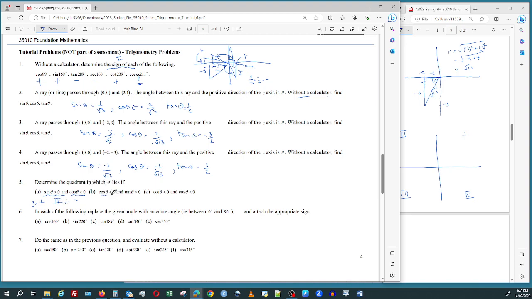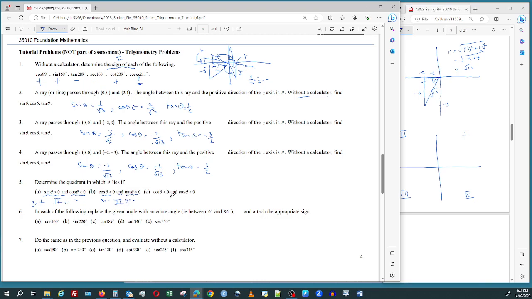Cos is negative, so x is negative. And tan is positive, which means x and y have to be the same sign. So if x is negative, y has to be negative, because a negative and a negative make a positive. I think I said that wrong, but I hope I got it right in the end. So where is x negative and y negative? In this quadrant here, quadrant 3. Okay, so in the third quadrant, 1, 2, 3.